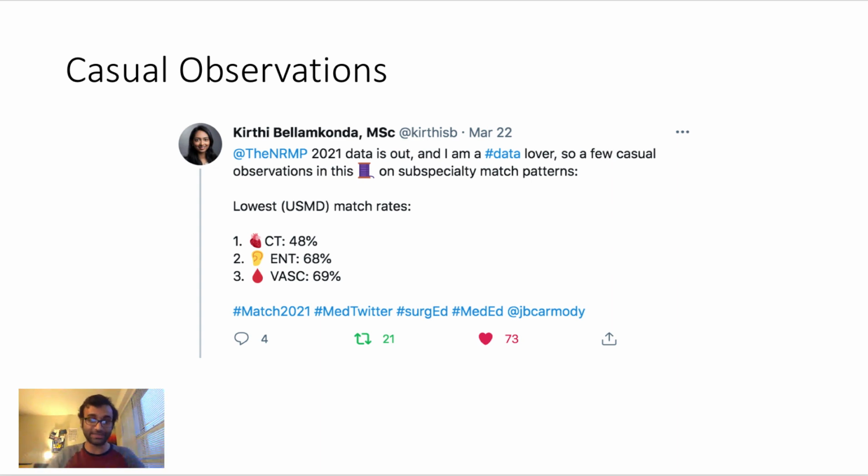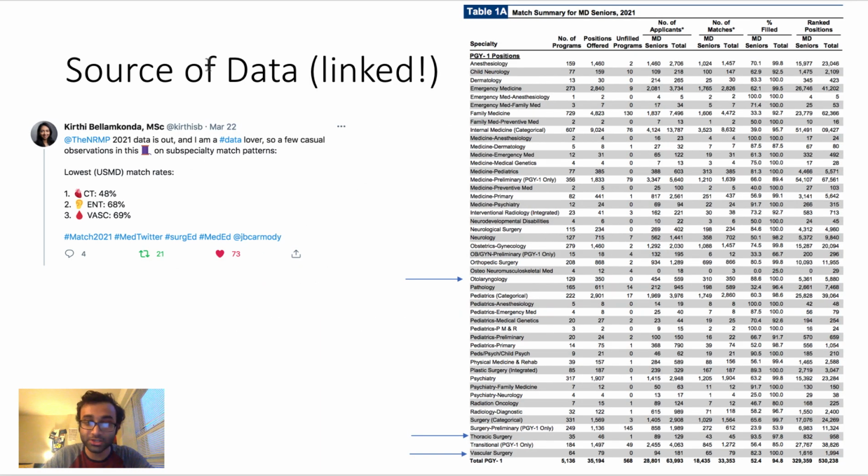So how do you get to these numbers? Well, you can see here, if you go to the data, again, linked below, you go to table 1A. It shows you for MD seniors, which is what this image is referring to. If you go to thoracic surgery, you can see that 89 MD seniors applied, and of those 89, 43 matched, right? If I do the math, 43 divided by 89 gives me a match rate for MD seniors of about 48.3%, and that's how you get the 48%.